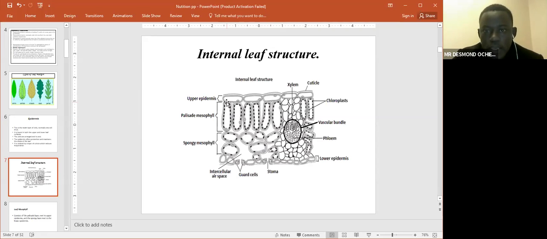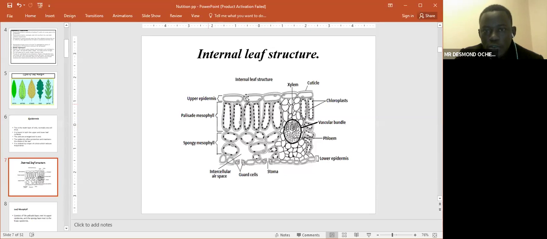Before you get to the upper epidermis, it is covered by the cuticle. As you see, we have the cuticle here. The cuticle encloses the upper epidermis. In most cases, cuticles are usually transparent. They allow light to pass through into the internal parts of the leaf. So the cuticle is this transparent layer usually found on top of the epidermis.